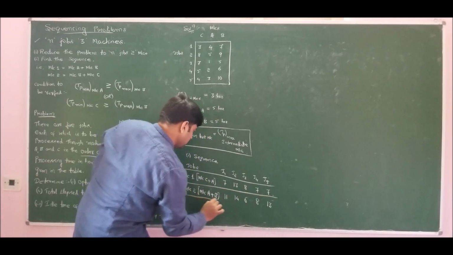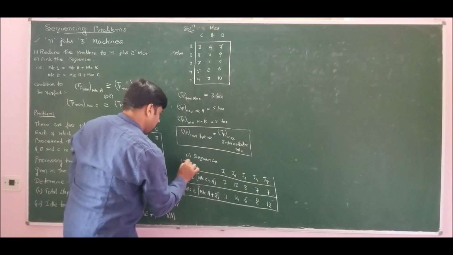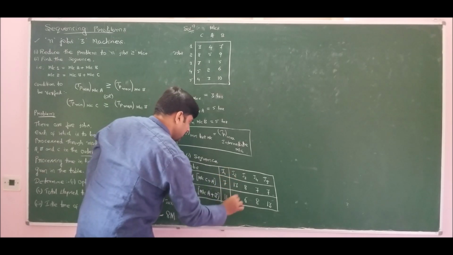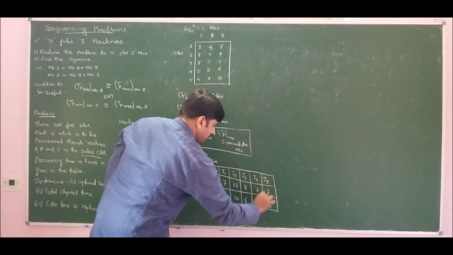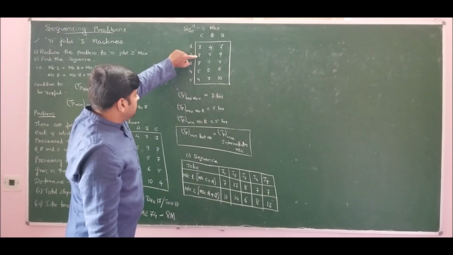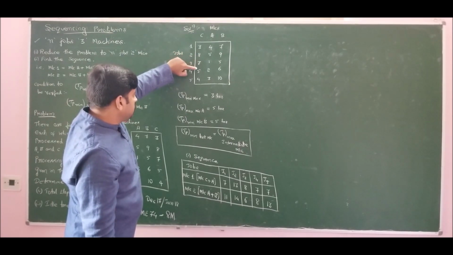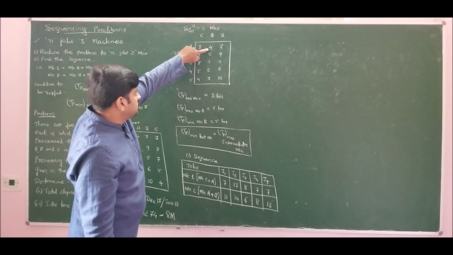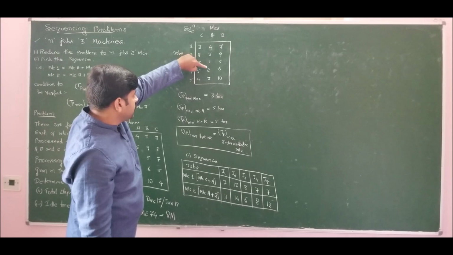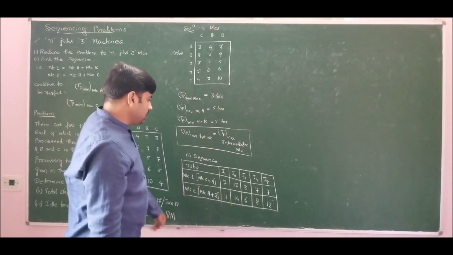So therefore we have reduced the problem into n jobs, 2 machines. Now I can find the sequence by using Johnson's algorithm, which I have clearly explained in our previous lecture. 3 plus 4 is 7, 8 plus 5 is 13, 7 plus 1 is 8, 5 plus 2 is 7, 4 plus 3 is 7, 7 plus 4 is 11, 9 plus 5 is 14, 5 plus 1 is 6, 6 plus 2 is 8, 10 plus 3 is 13. So now we can find the optimal sequence.